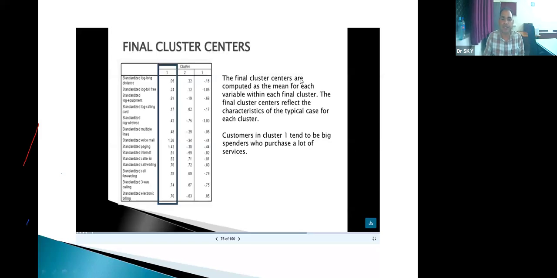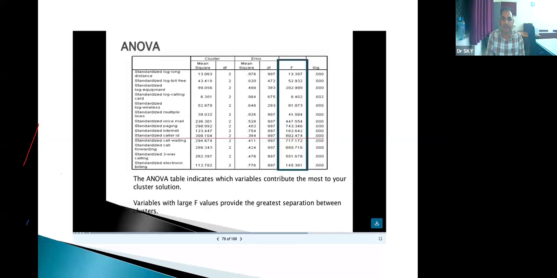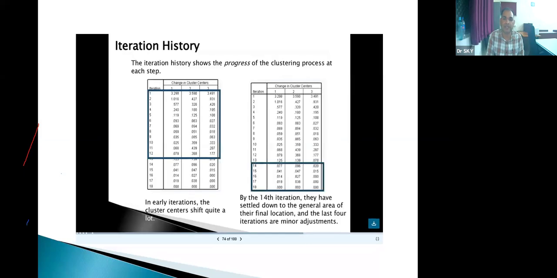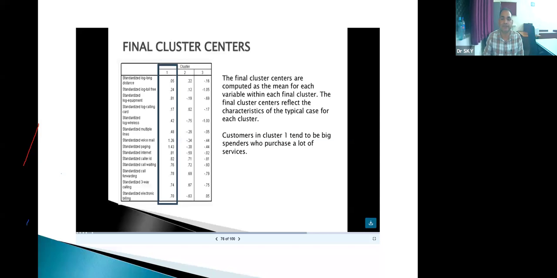The final cluster centers are computed as the mean for each variable within each final cluster. So if you have made the final clusters, then you take the mean of that. The final cluster centers reflect the characteristics of the typical case for each cluster. Then it will reflect the center for that particular cluster.